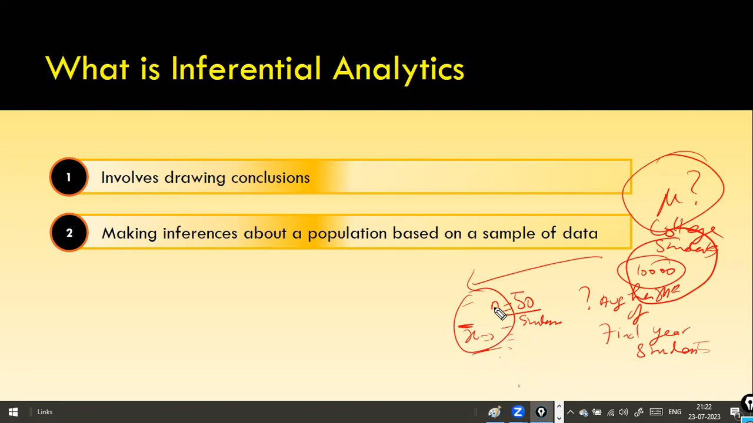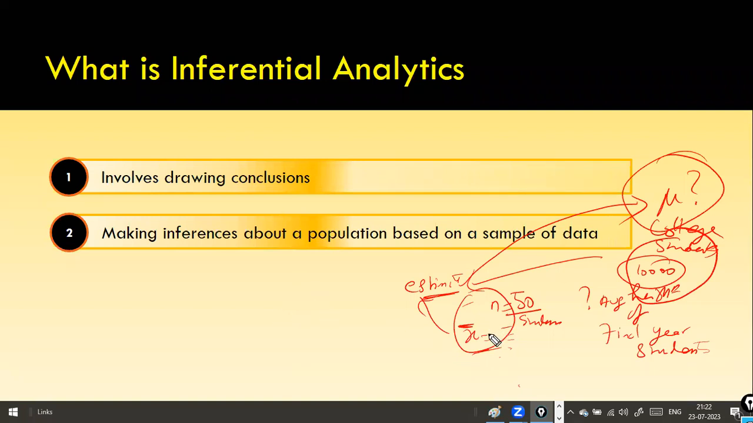With this sample mean, it is possible to estimate the population mean. Here I use the term estimate. Using the sample mean, you can estimate the population mean. So what do you mean by estimate? Estimation involves some kind of degree of uncertainty. It is not an exact value.